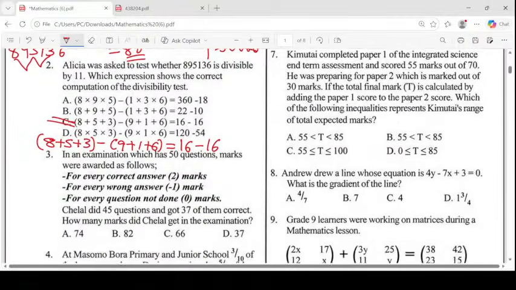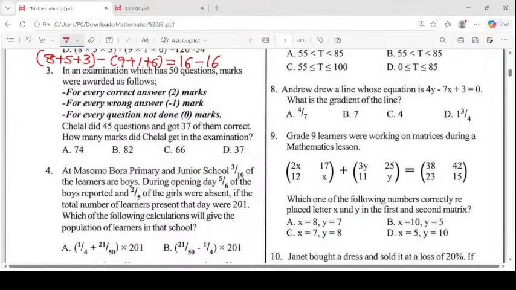Let me have a look at question number 3. In an examination which has 50 questions, learners were awarded as follows. For every correct answer, 2 marks. For every wrong answer, -1 marks. For every question not done, 0 marks. Chelal did 45 questions and got 37 of them correct. How many marks did Chelal get?